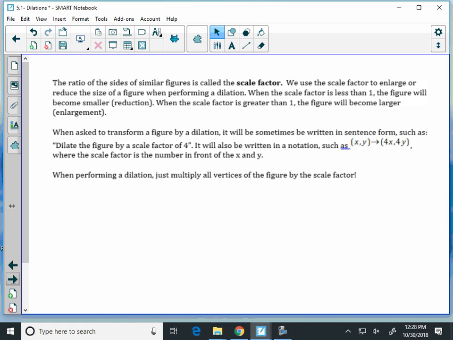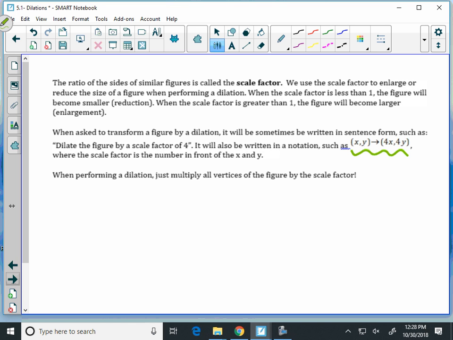When asked to transform a figure by a dilation, it will sometimes be written like a sentence. You might see it like, dilate the figure by a scale factor of 4. Written sentence. Kind of no-brainer there. But sometimes it will be written in this notation, which often gets confused with translations. The translations have similar notation.